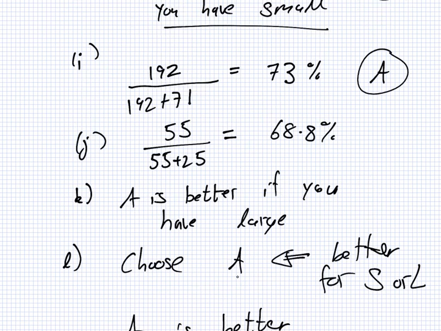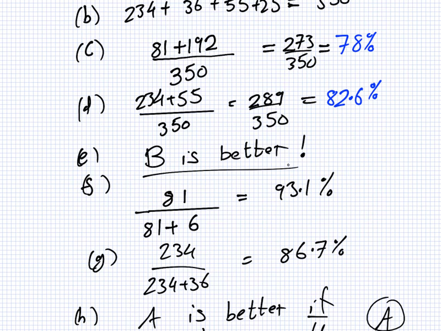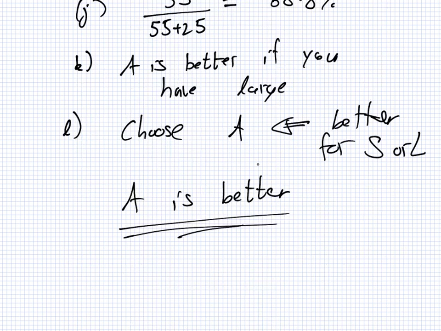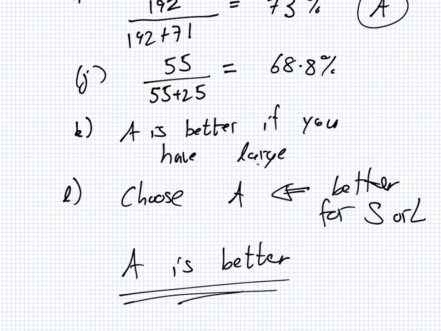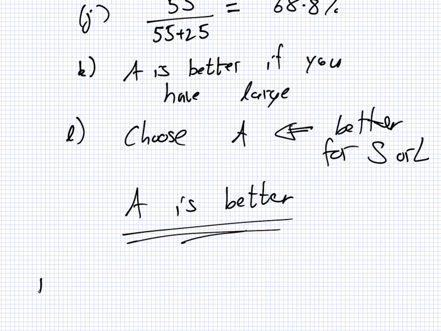Earlier, we said, and you all agreed, I asked you to agree, you all agreed B is better. Sounded like all of you agreed, and then we finish up here, A is better. So the last part is to compare. So what happened? Why is it that at the end we said A is better, but earlier we said B is better? It seems like they're opposite. Doesn't make any sense.